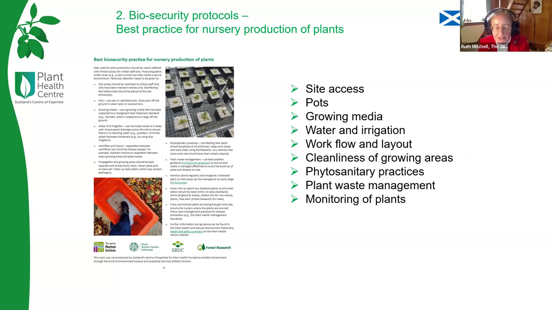But we do need to think about the biosecurity and the phytosanitary properties of the nurseries or the areas where these plants are being grown before we go planting them out. And you can see some of the key things we need to think about there in terms of whether the pots are clean, whether the growing media is clean, whether there's puddles of water and irrigation lying around the site, and how that can create areas for pests and pathogens to breed. And then things like what happens to dead plants and the plant waste management. And again, that's all documented in this leaflet if you want to look into it further.